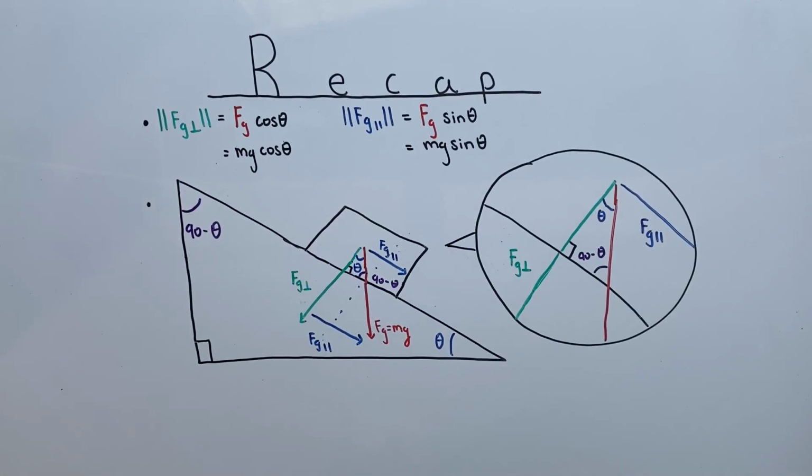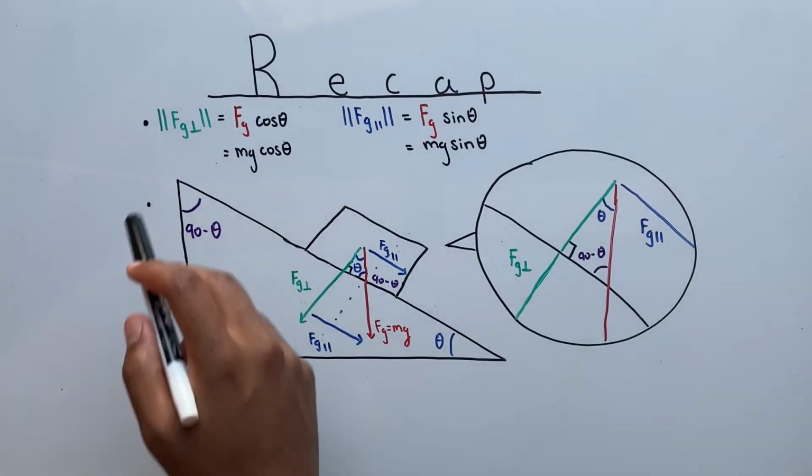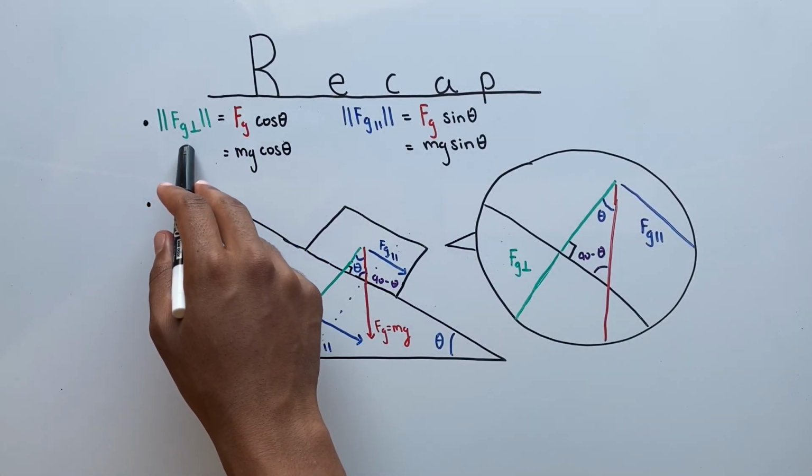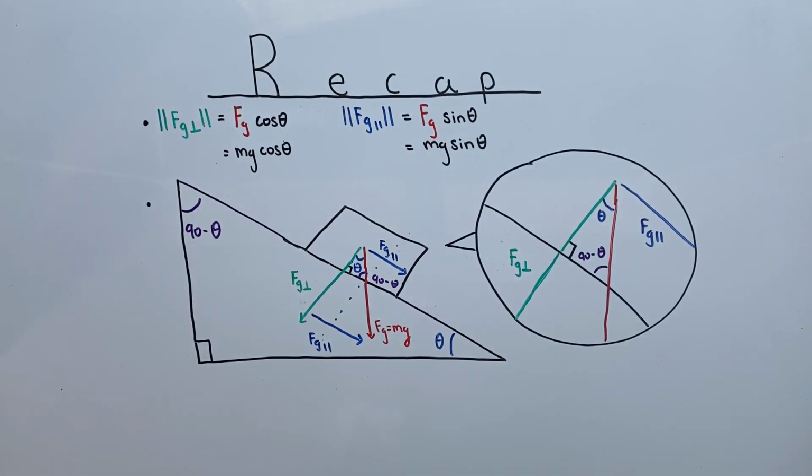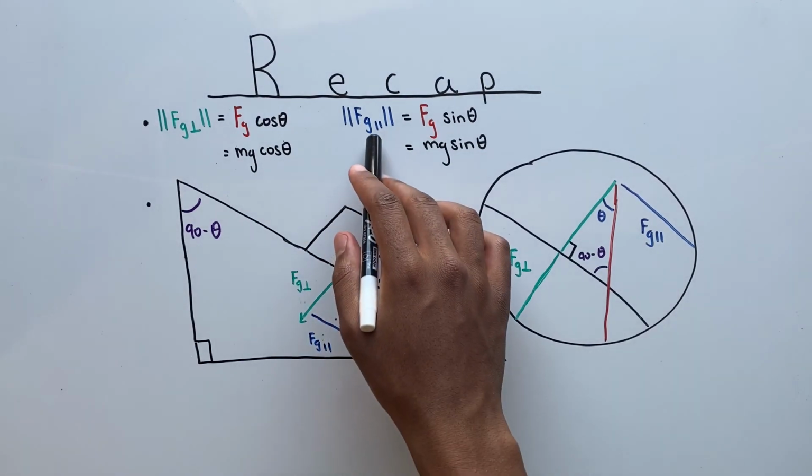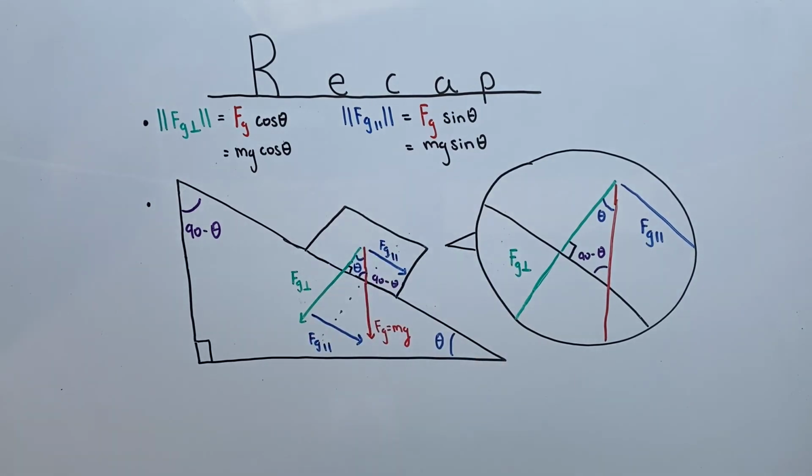So in recap, we learned that the magnitude of our force of gravity that is perpendicular to the surface is equal to the force of gravity times cosine of theta. We also learned that the magnitude of our force of gravity that is parallel to the surface is equal to the force of gravity times sine of theta. And over here, I redrew the diagram from earlier in the lecture.